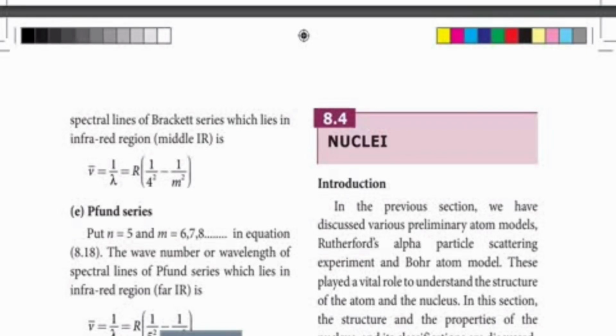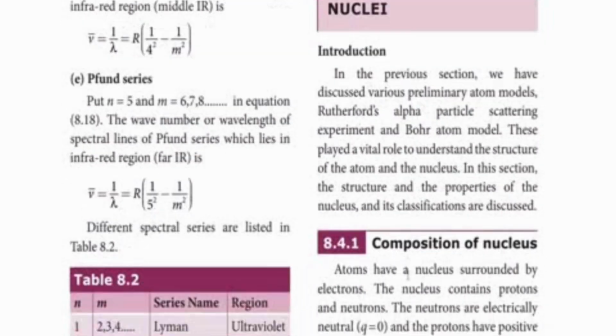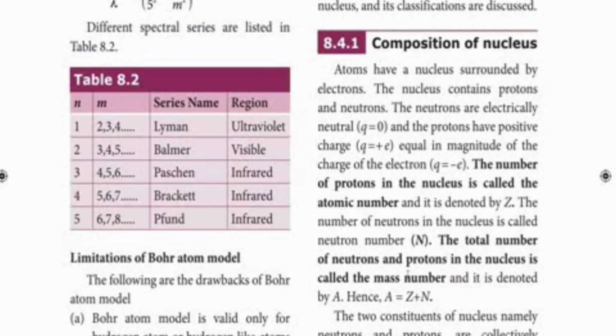Different scientists suggested different ideas in different time periods. Using that, we study the structure of the atom and the nucleus. So what is inside the nucleus? Now we are going to see what is inside the nucleus. Composition of nucleus: it contains the proton and neutron.